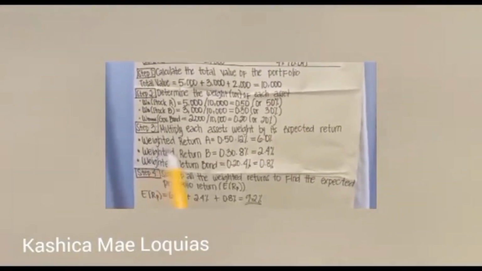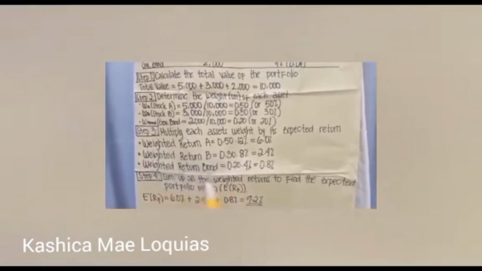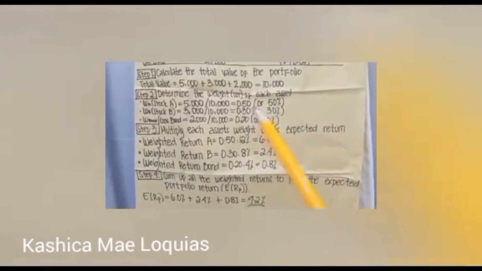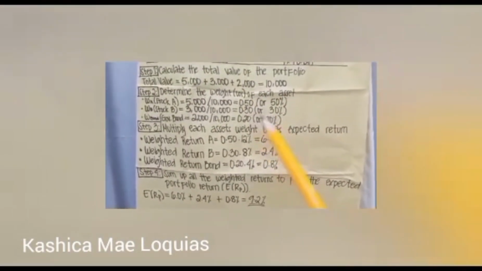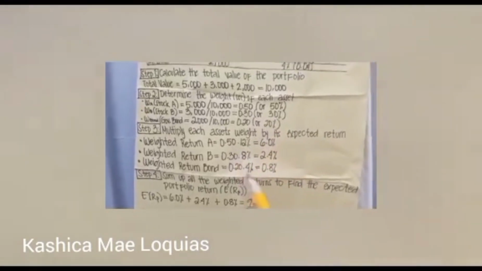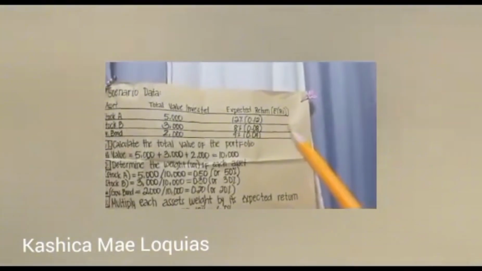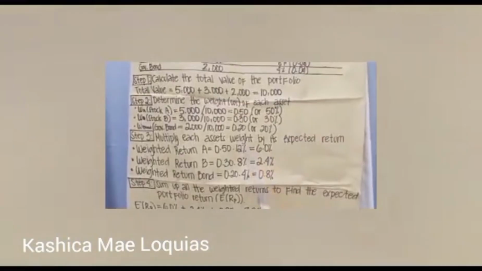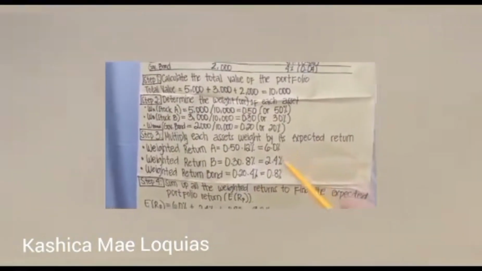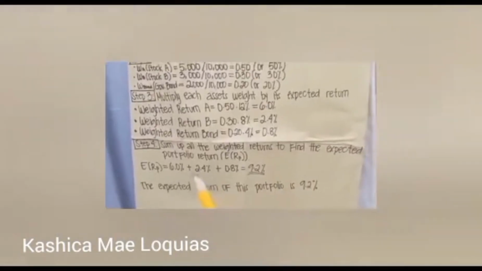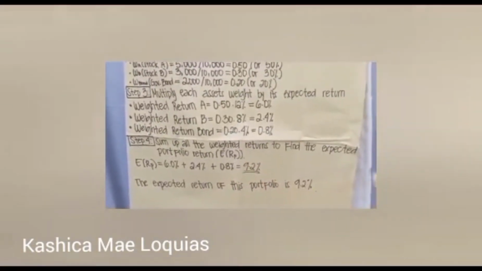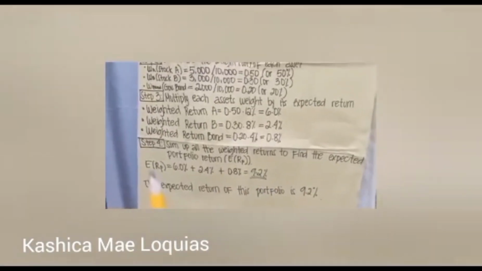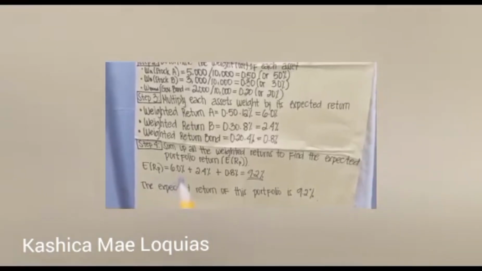So we have weighted return A, weighted return B, and weighted return bond. The weights from the previous step 2, 0.50, 0.30, and 0.20, you copy here, and then multiply by the expected returns, 12%, 8%, and 4%. So this is the answers. And then step 4, we sum up all the weighted returns to find the expected portfolio return, or ERP. So we have ERP is equal to 6.0%.